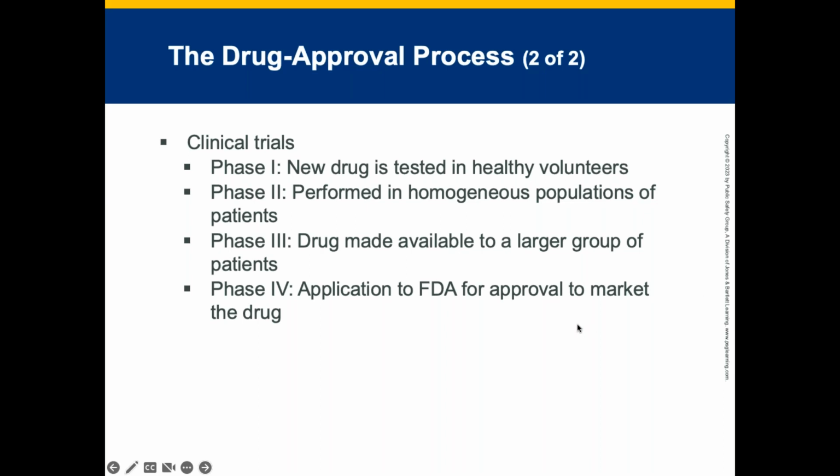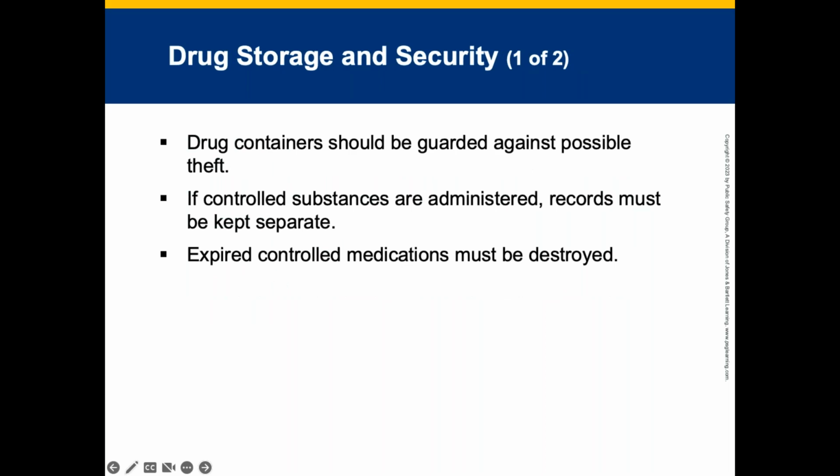Then we go into phase 3, where a drug is made available to a larger group of patients, several thousand, where studies last several years to evaluate the efficacy and monitor the nature and incidence of the side effects. Once all that is done, we go into phase 4, where they apply for the FDA to approve the drug to market. They compare the new drug with others that are currently on the market and examine cost effectiveness and long-term efficacy. So there's a long process just to get medications out there for the most part, unless it's in an emergency type situation.